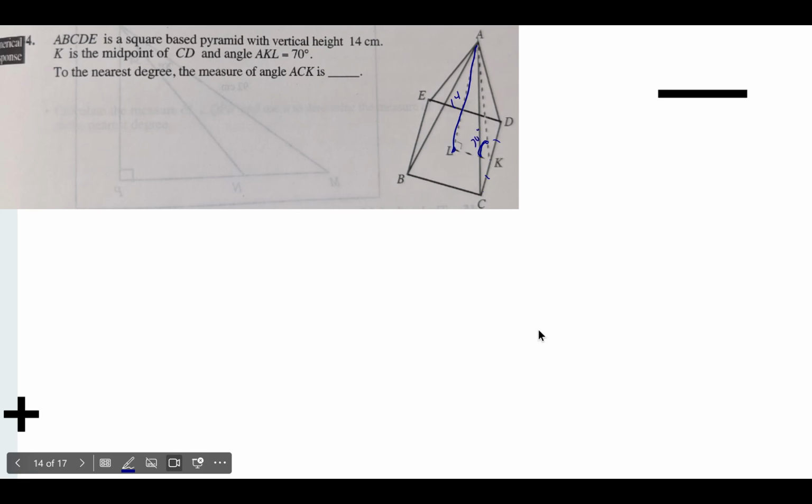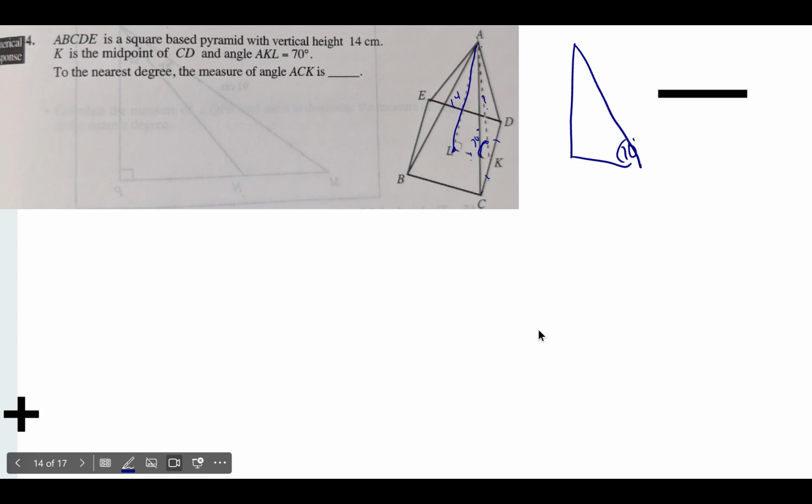Now it's asking for the nearest degree, the measure of angle ACK. So what can we find in this? Let's take a look. We could figure out what this shared side is. If we have a vertical height, we also know it's a square, so if you know this distance, we'll know this distance, which will give us this distance. So we're going to use this first triangle inside. I'm just going to redraw it.